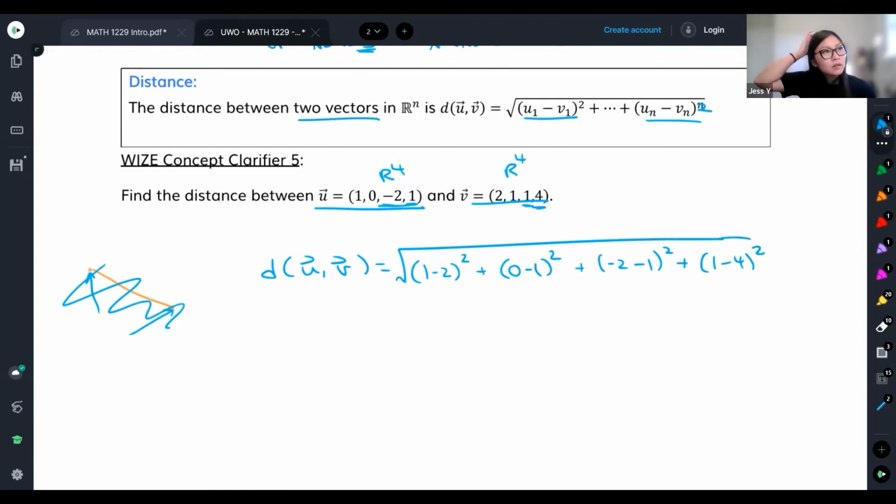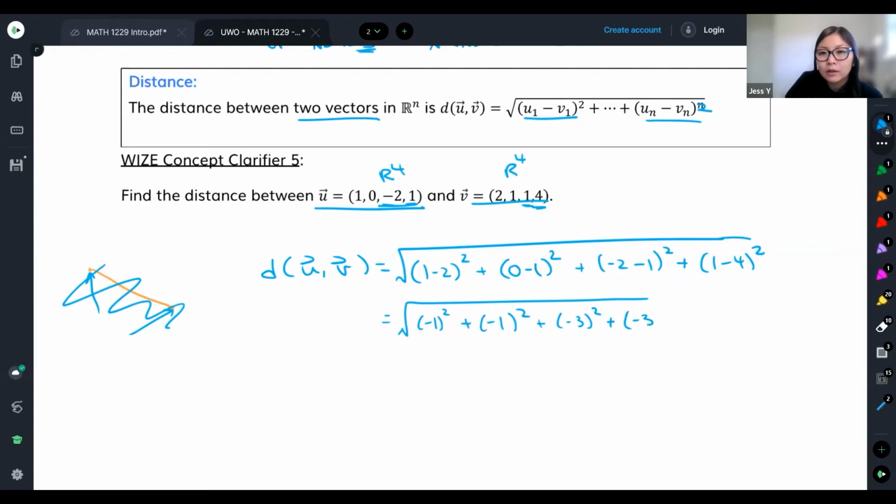Just a little bit different than the length formula. You have to do an extra thing. You need to subtract. So let's do this. 1 minus 2 is negative 1 squared, plus 0 minus 1, again, negative 1 squared. Negative 2 minus 1 makes it more negative, negative 3 squared. 1 minus 4 is negative 3 squared.